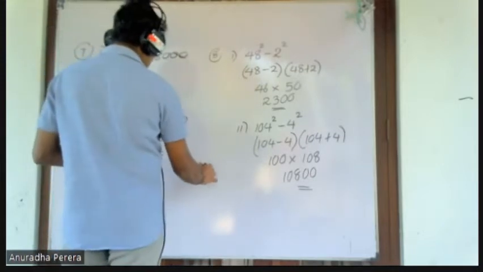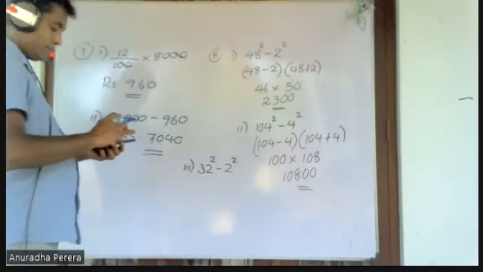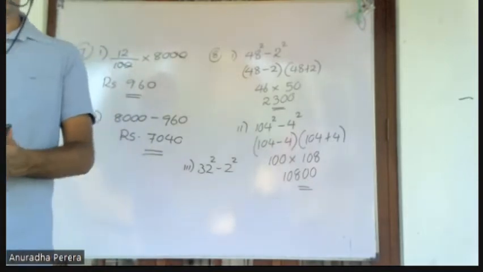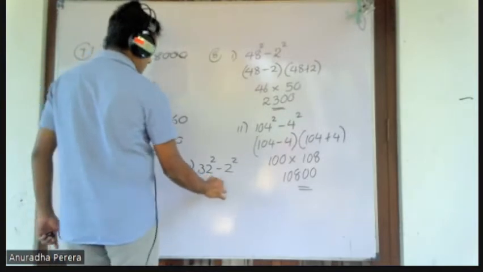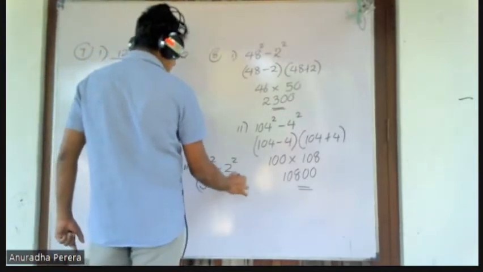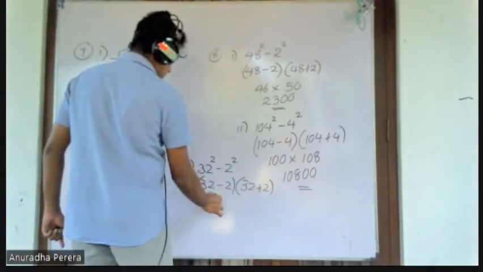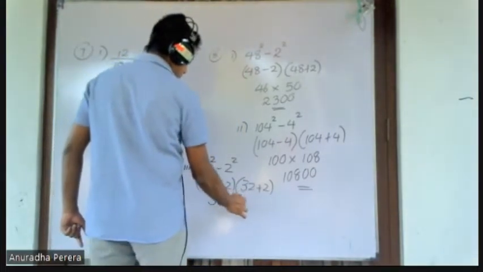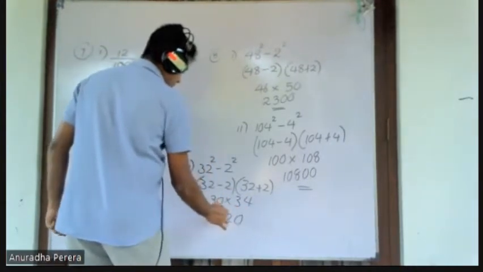32 squared minus 2 squared. 32 minus 2 is 30, and 32 plus 2 is 34. 30 times 34 is 1020.